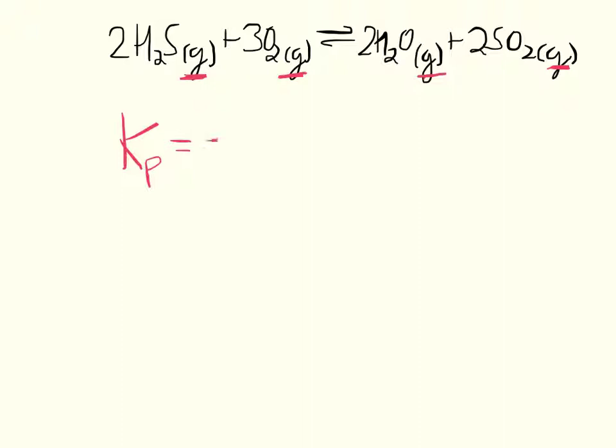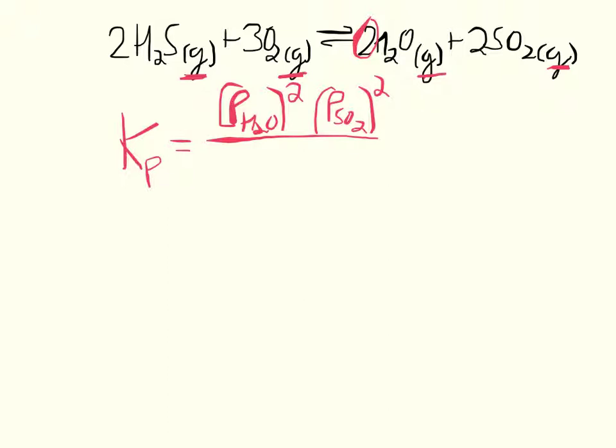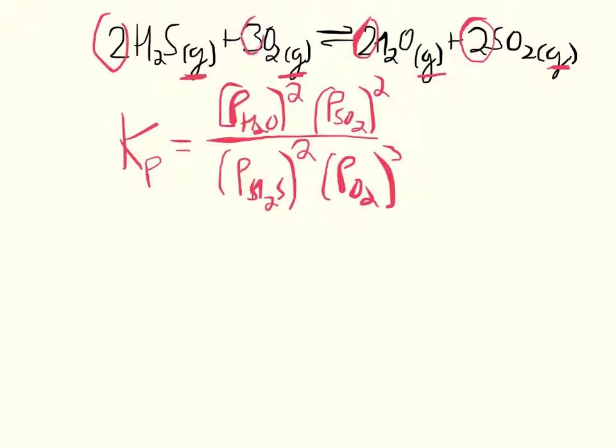So we would say Kp is going to be equal to the partial pressure of H2O to the power of 2, from right here, times the partial pressure of sulfur dioxide to the power of 2, from right here, divided by the partial pressure of H2S to the power of 2 times the partial pressure of oxygen to the power of 3 from this coefficient.